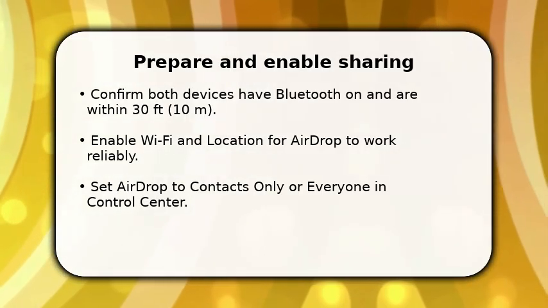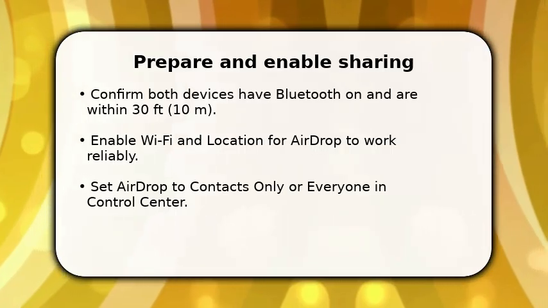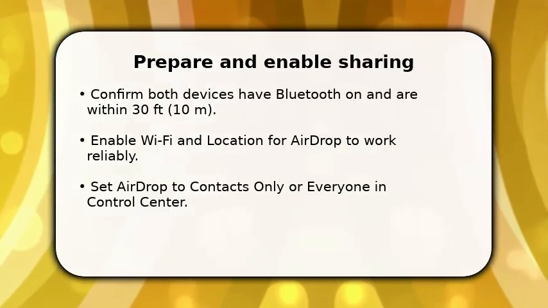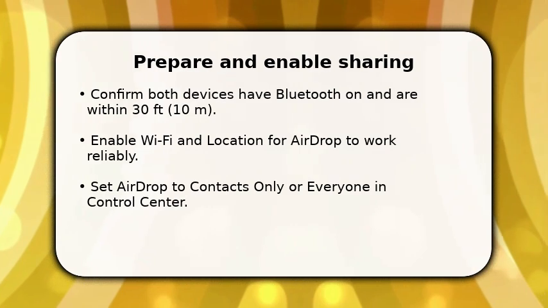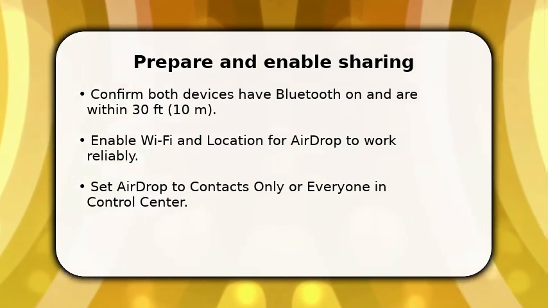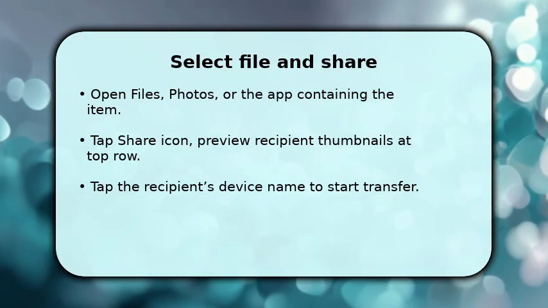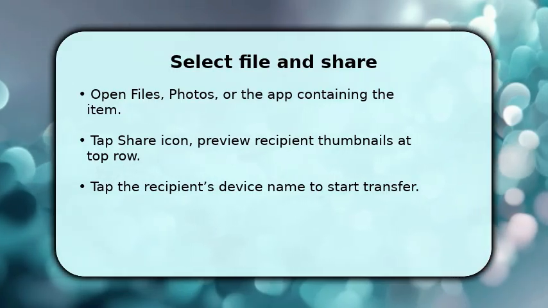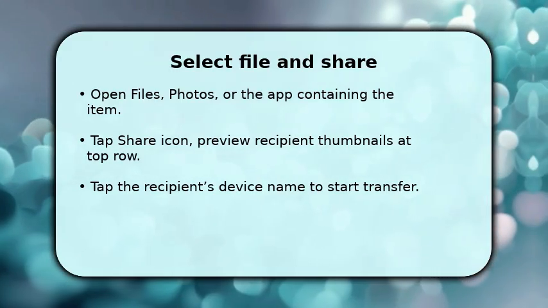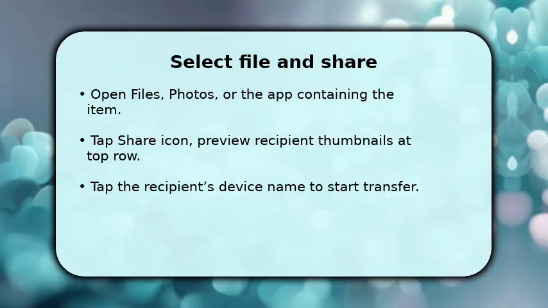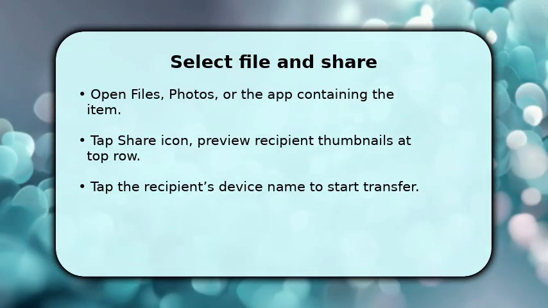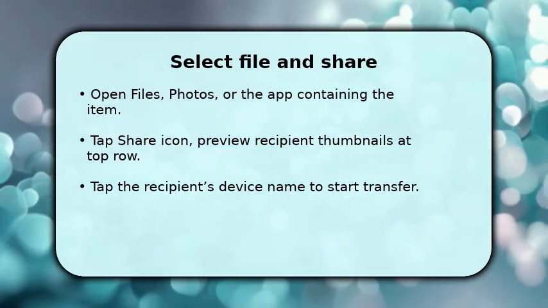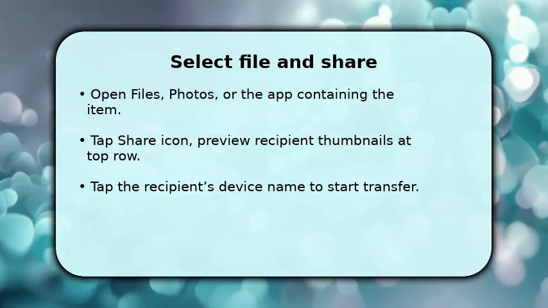Doing this ensures the system uses Bluetooth to negotiate a secure peer connection and Wi-Fi to transfer files quickly and reliably. Now navigate to the file you want to send, photos, files, or another app, and tap the share icon. You'll see the AirDrop row appear near the top with nearby devices' avatars. That's the discovered devices list. Tap the recipient's avatar to initiate the transfer.